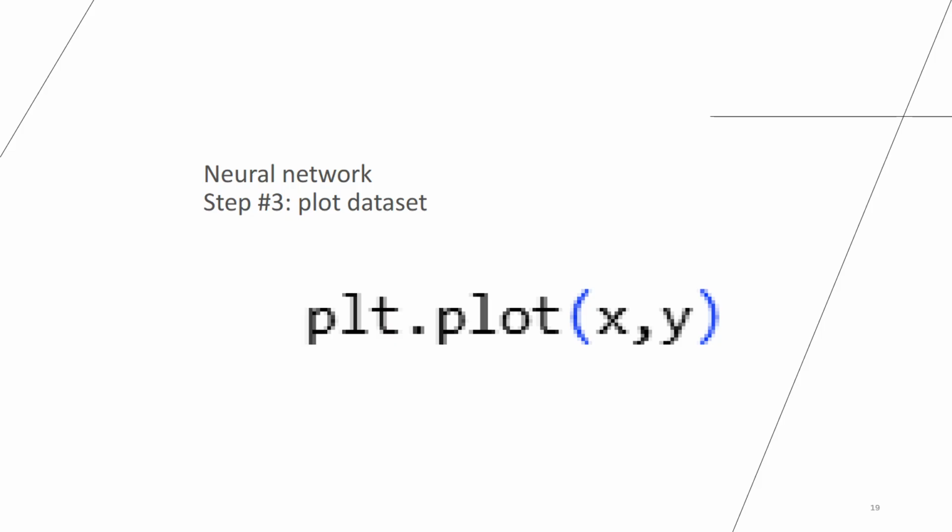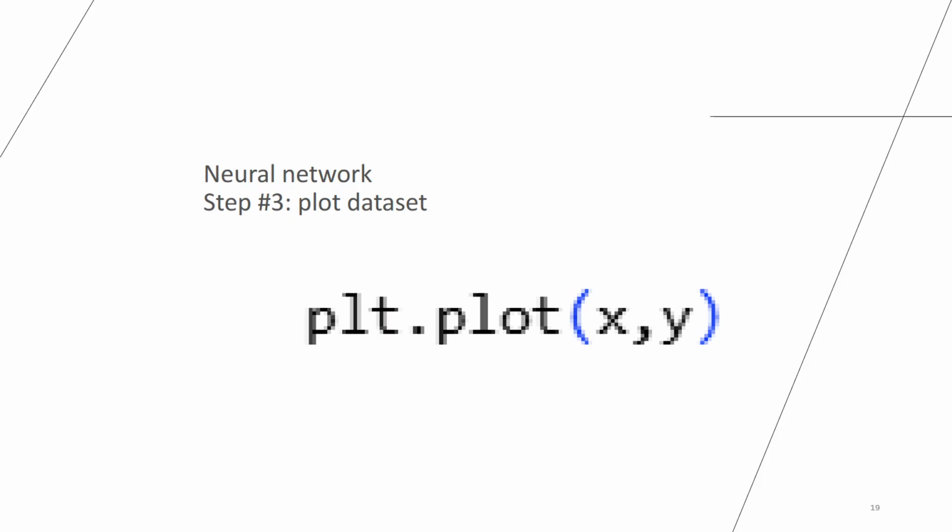Before training a neural network, it is often helpful to visualize the dataset. In this step, we use matplotlib to create a simple plot of the input values and their corresponding outputs. The function plt.plot(x, y) creates a graph where the values in x appear on the horizontal axis and the values in y appear on the vertical axis. Each pair of values from the dataset becomes a point on the graph. Visualizing the data helps us understand the relationship that the neural network will attempt to learn.